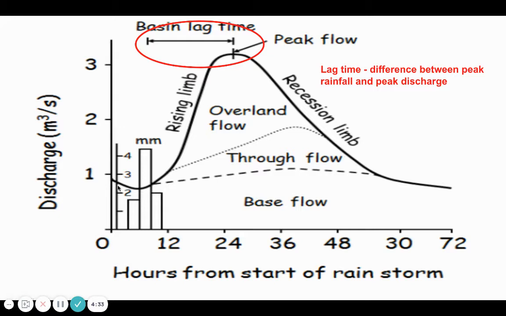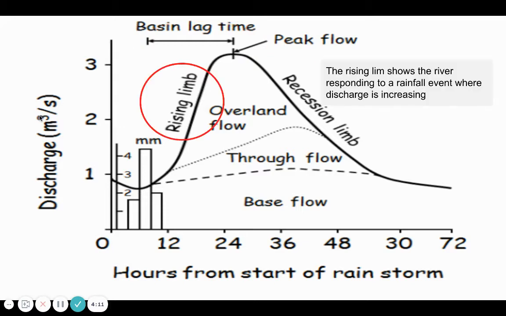We're looking at the rising limb. Remember when we look at our discharge here, it doesn't start from zero, because that would mean that there was no water flowing in our river channel. So we're looking at the rising limb, whether or not it is steep or gentle. That's the first thing we should really look at. And then we look at whether or not we have a high peak discharge or a low peak discharge.